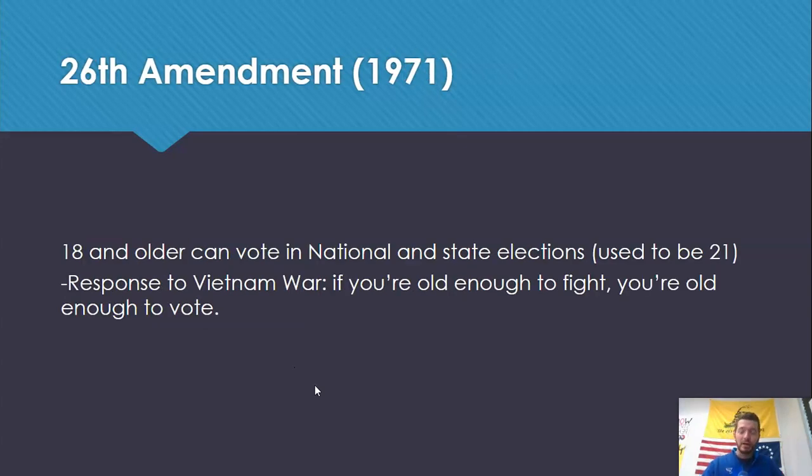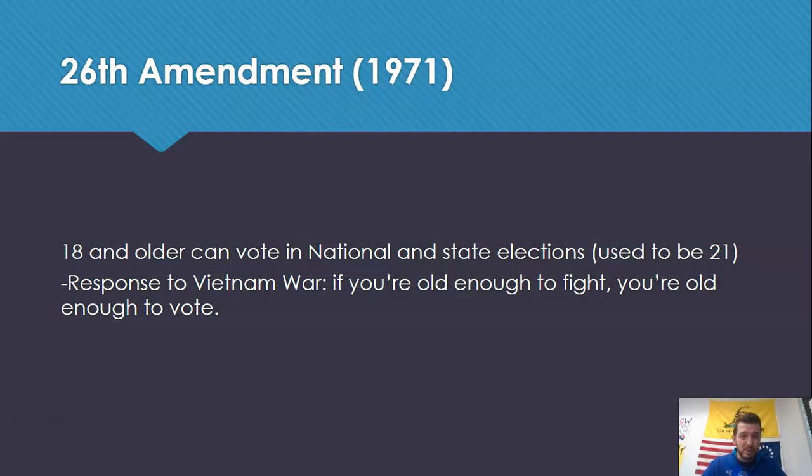There you go. Okay, the 26th Amendment basically says that if you're 18 and older, you can vote in national and state elections. The age used to be 21. The problem is that in Vietnam, the draft age was 18. So people who were 18, 19, and 20 were getting drafted into Vietnam to fight in the war by a president that they did not get to vote for, or by a government that they didn't have any say in. So this is really problematic.